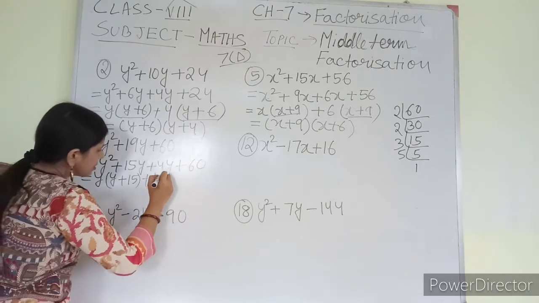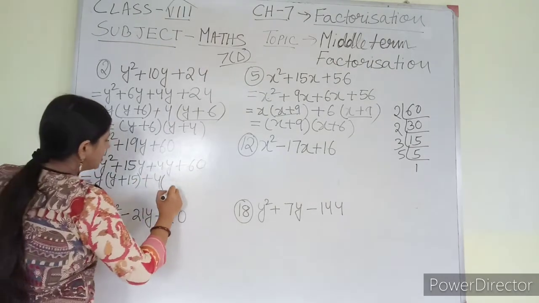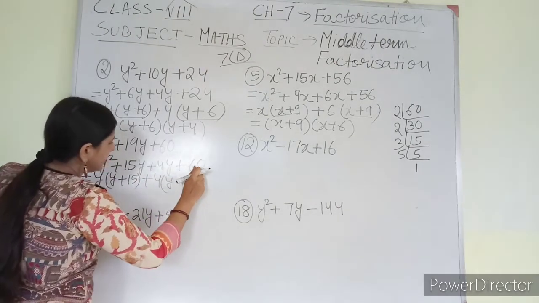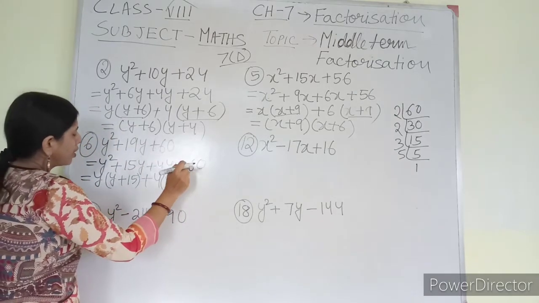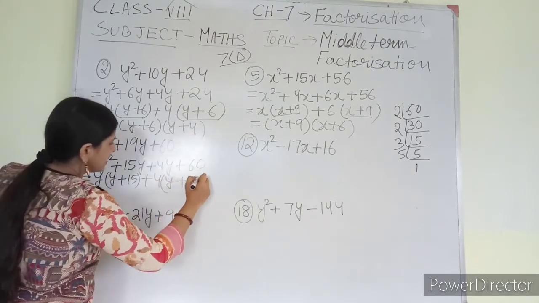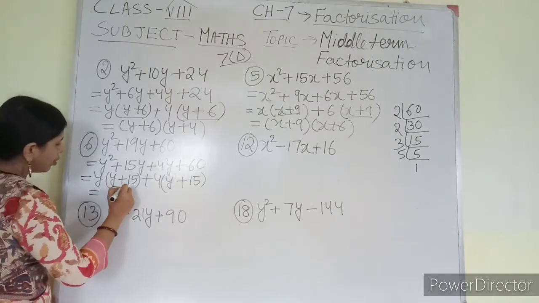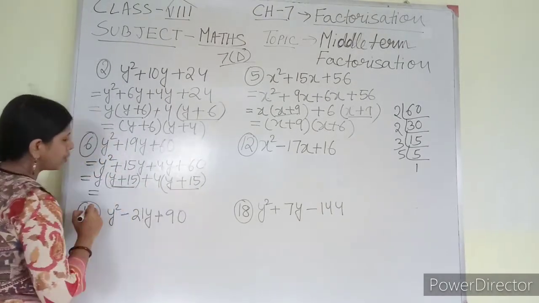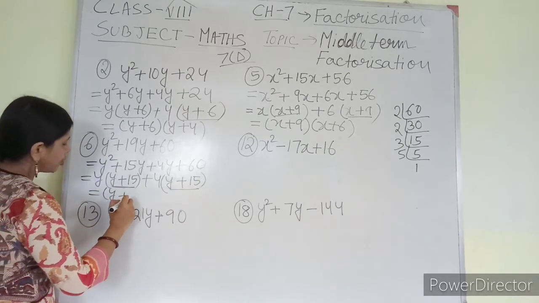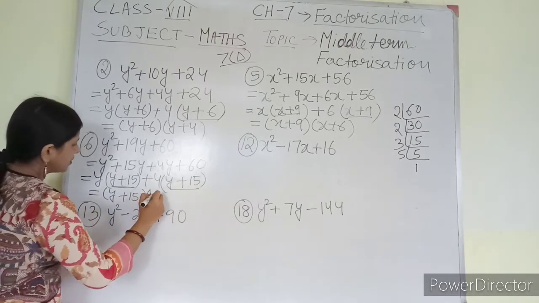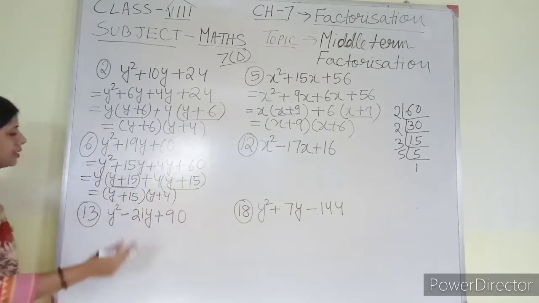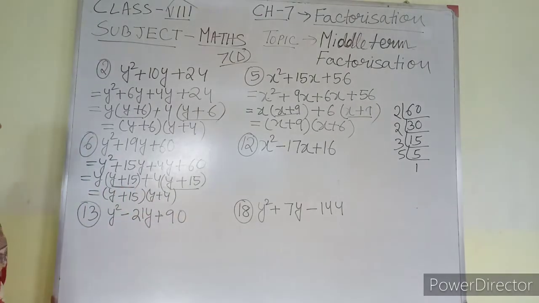In between these two terms 4 is common, y is left here, and this one is 4 into 15 is 60, so 15 is left here. So the answer is now y plus 15, y plus 15. This one is common, so what is left? Y plus 4 is left. Completed, my work is done.